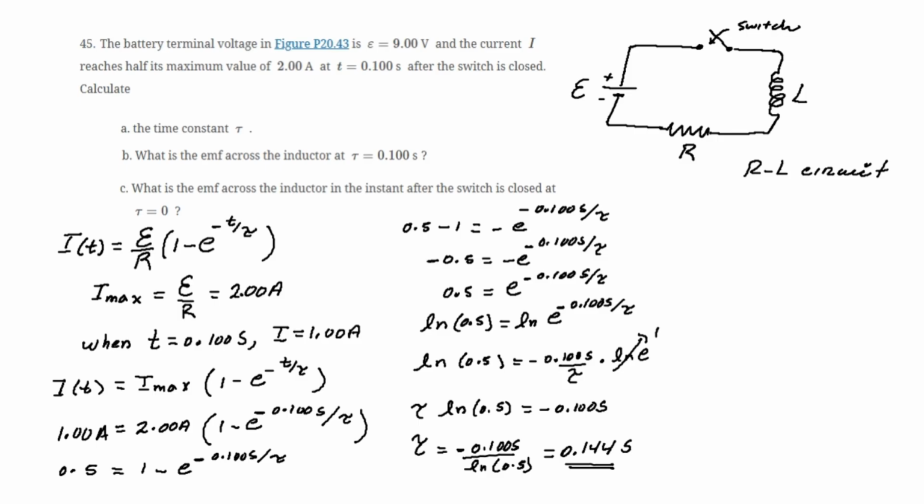So the time constant is 0.144 seconds. Now, the next thing they want to know is what is the electromotive force across the inductor at t equals 0.100 seconds.